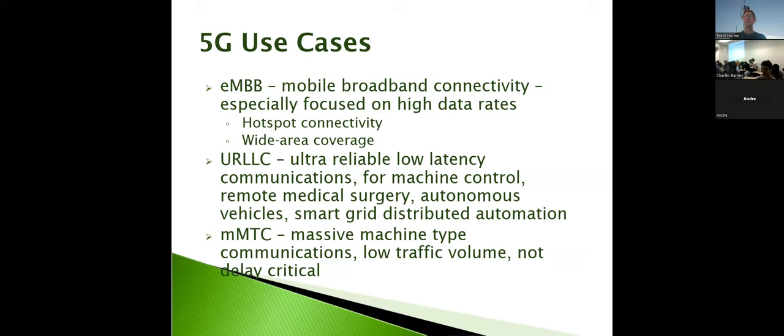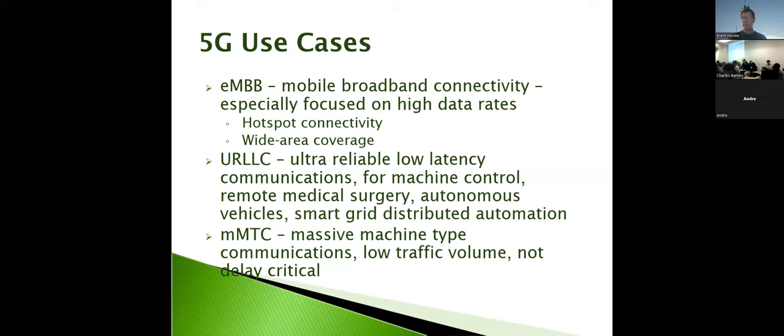Okay. So autonomous vehicles is a similar type of thing, especially when they're communicating with other vehicles to understand what's happening there. Smart grid, distributed automation. So these types of things, right? Then there's also mMTC, massive machine type communications. Still dealing with machines, but now we're not trying to control those machines in real time. We're trying to gather data from them.